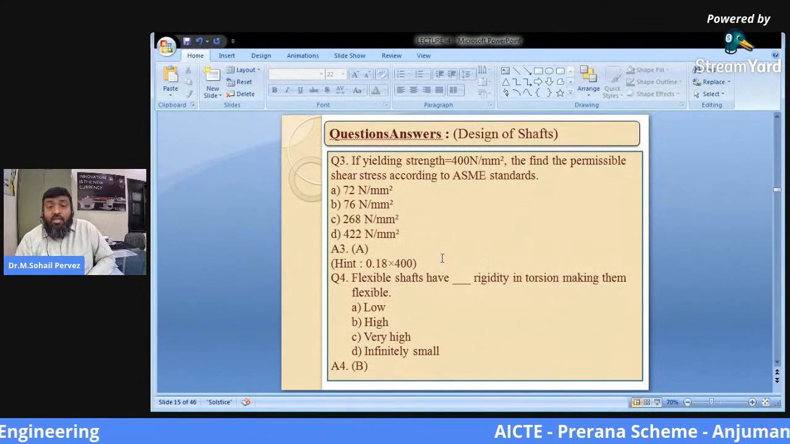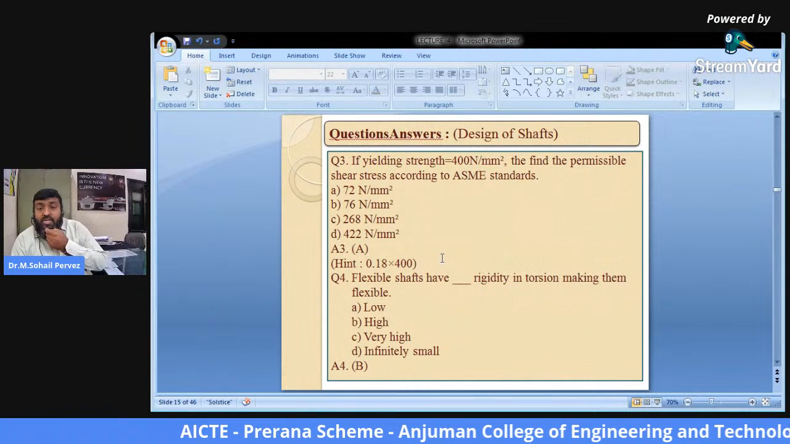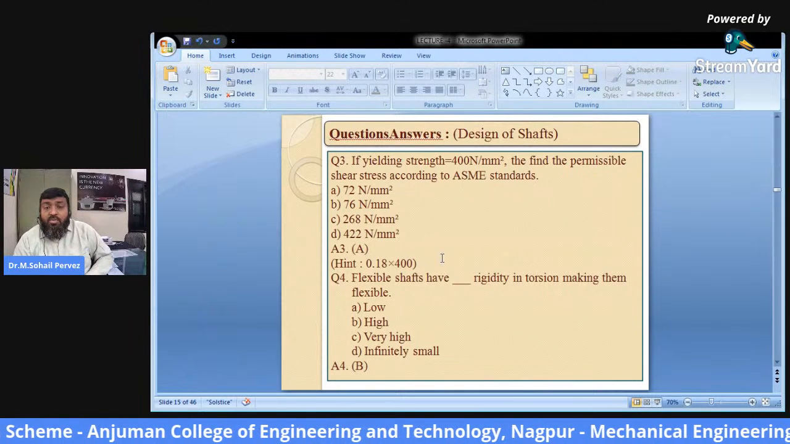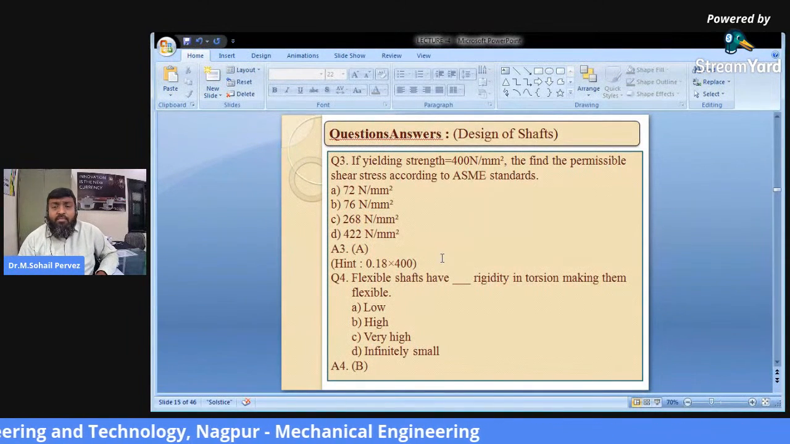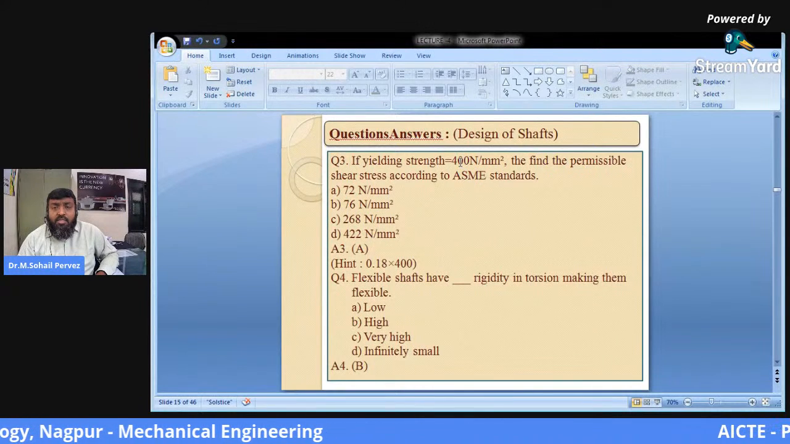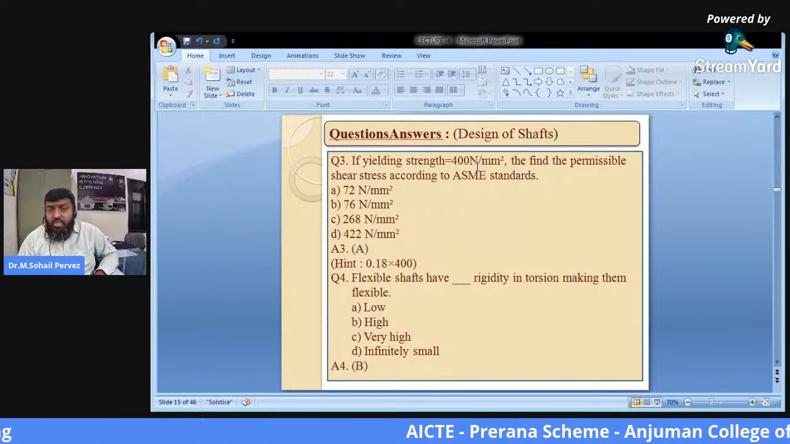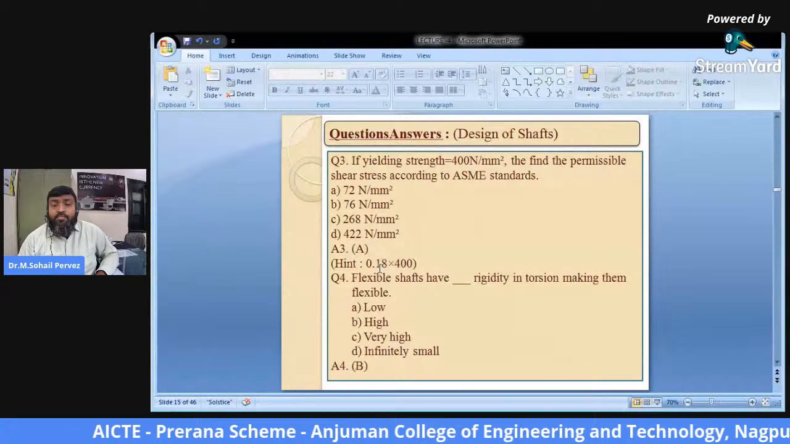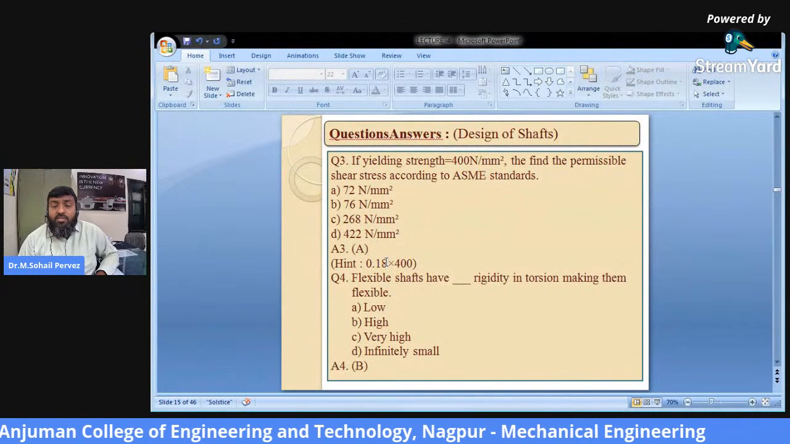Next, question number 3. If yielding strength is 400 megapascal, then find the permissible shear stress according to ASME standards. Again, a very simple element, since you have got yield strength. Just now in the first question I explained, if yield strength is there, then what will we have to take? Say the answer.